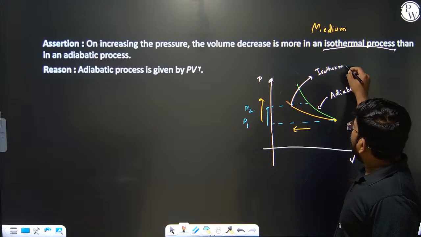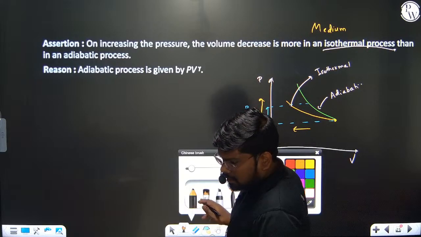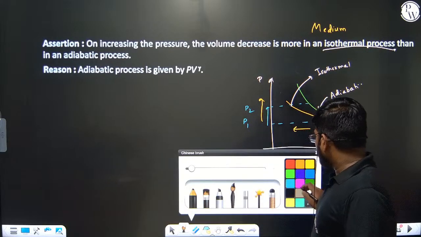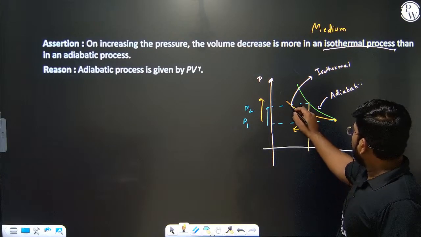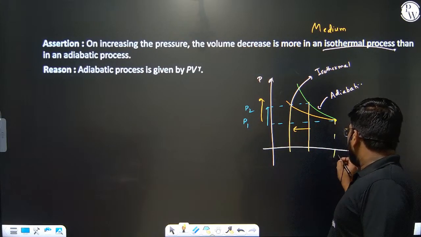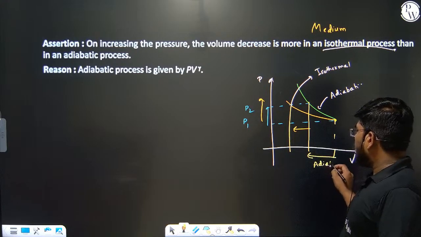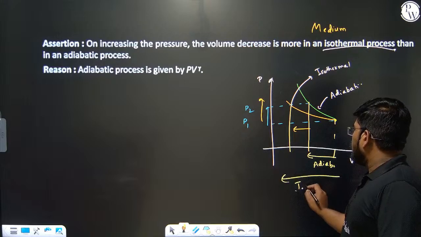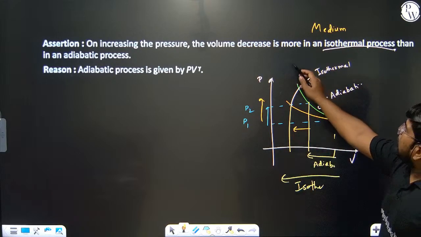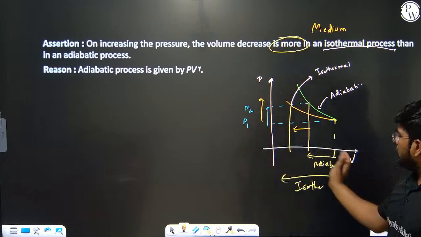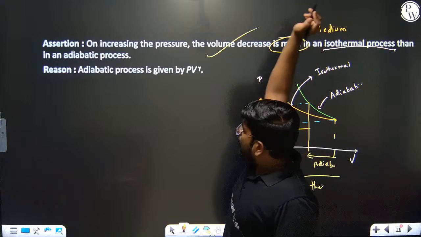Now it's all about visualization, we are doing it a little bit differently, right? So what is the answer here? We are taking the first statement, is it correct or not? If you see, we started from here, in the adiabatic process this much is happening. But if you see isothermal, the volume is decreasing more. Yes, that's what they are saying, the volume is decreasing more. So this is a correct statement.